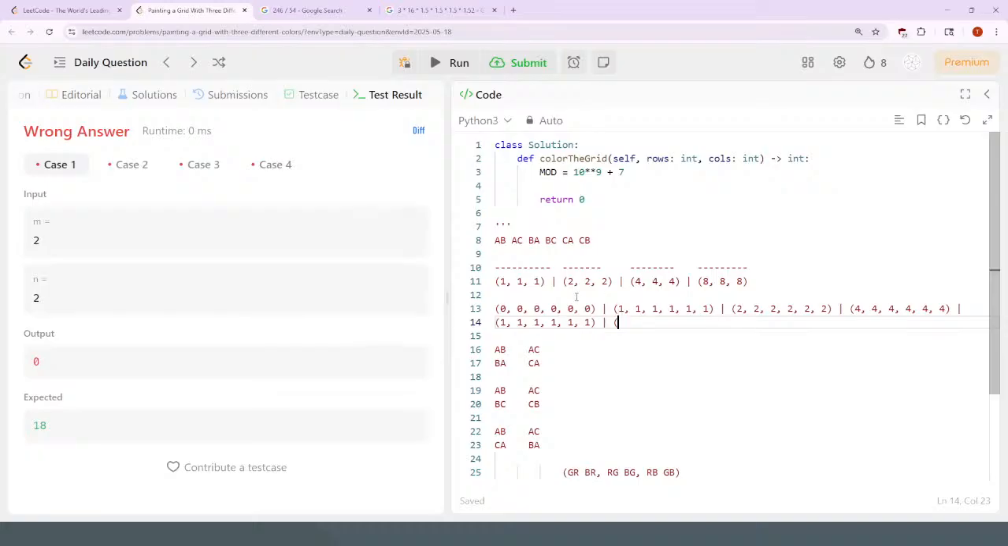Probably. The number of ways that you can get an A over here is equal to the number of ways you can get A as the previous element in this thing. So it's 1, 1, or 1, 1. So there's 2 ways to get an A here.